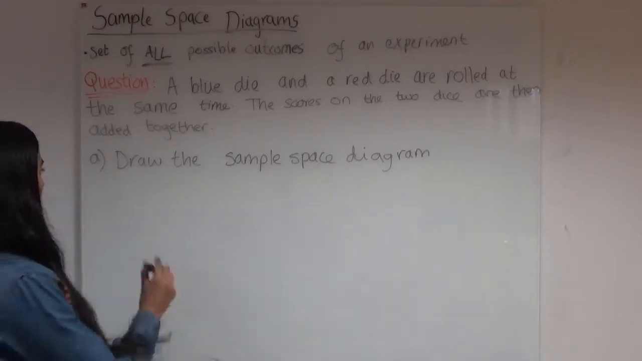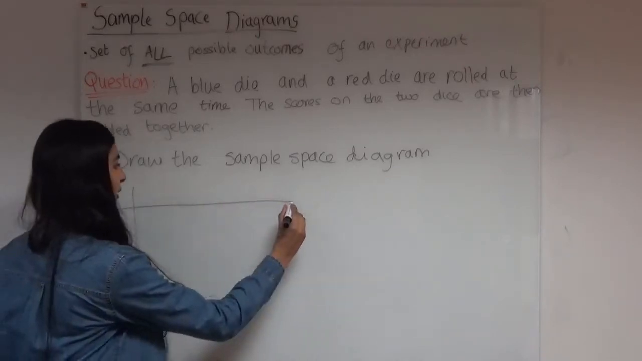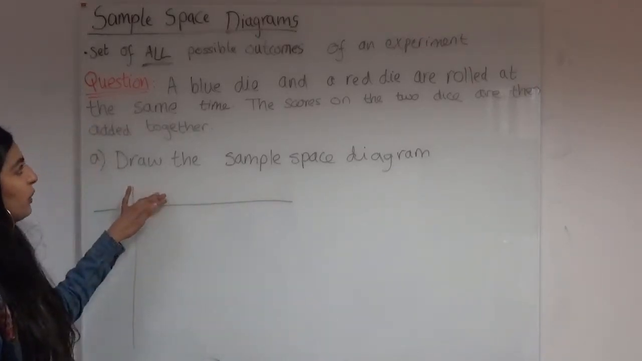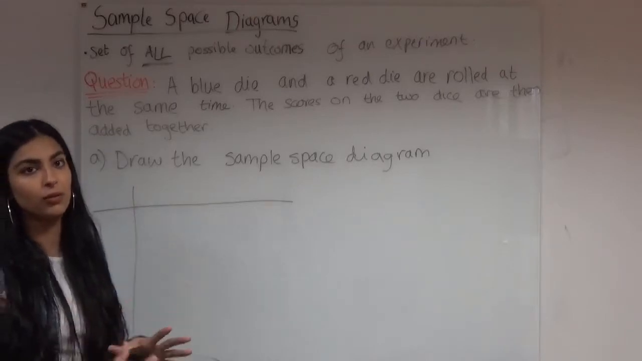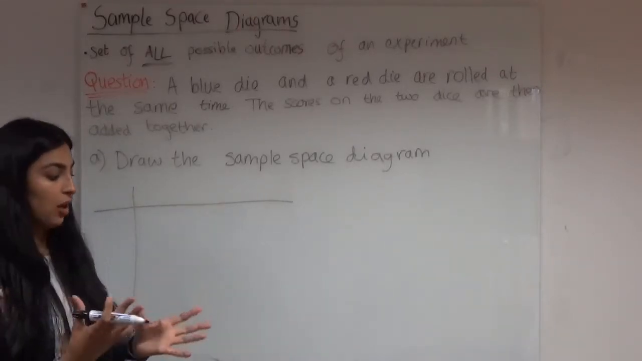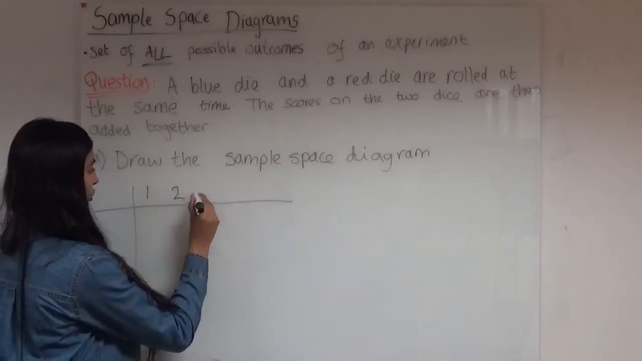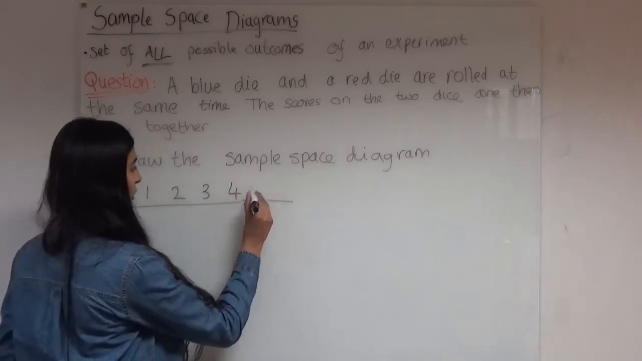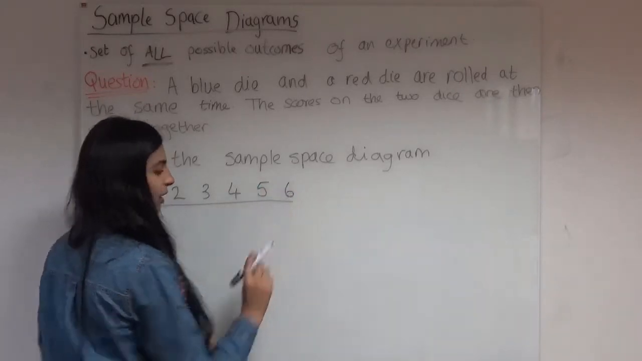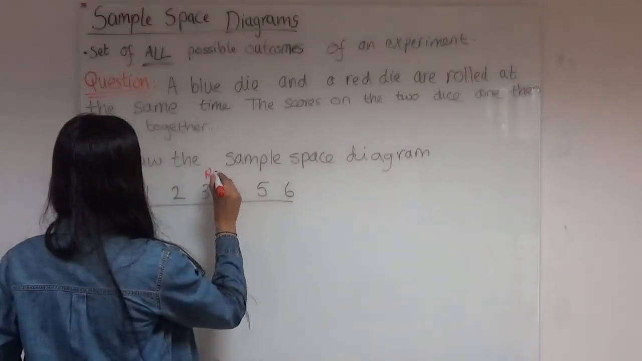So the first step here is to draw yourself a table, like this. And then on the top, we need to have all the possible outcomes that the red die will have. So on a die we have numbers 1 to 6. So on the top we'll have 1, 2, 3, 4, 5 and 6. And this is for the red die. Just put red.